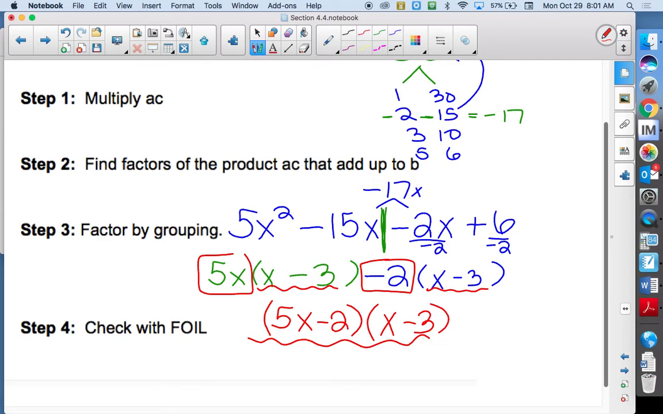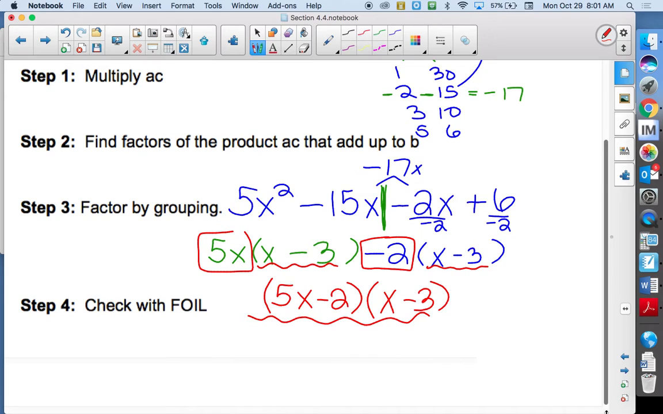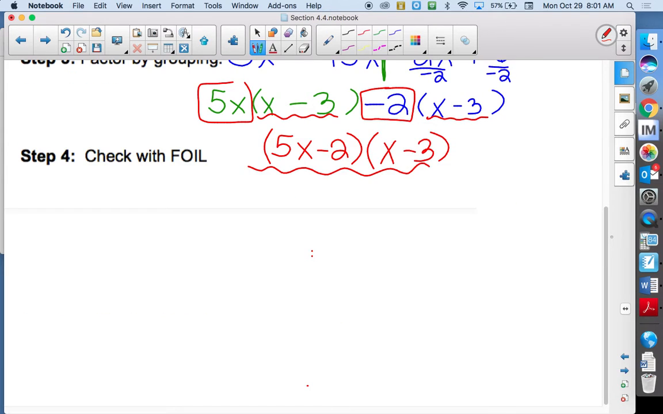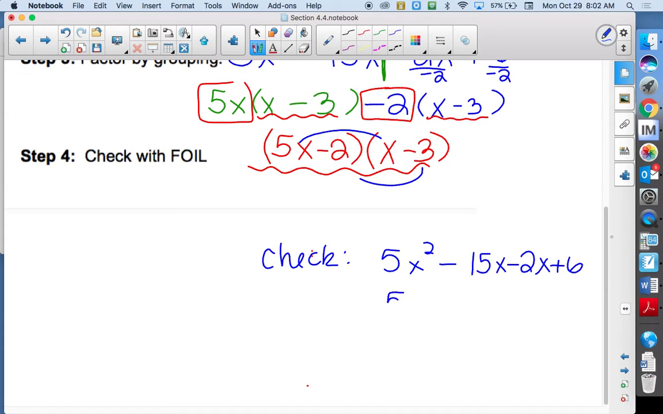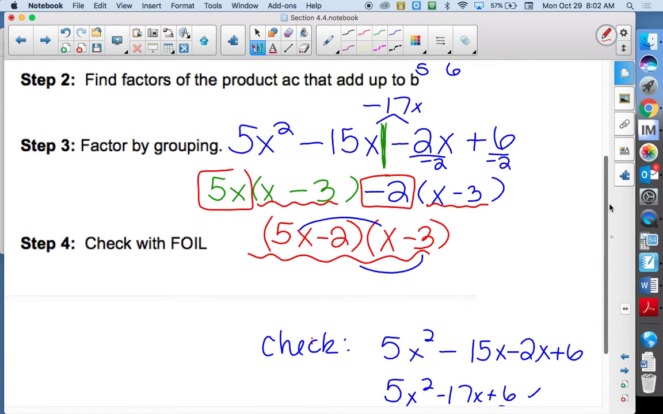Questions? So it says to check with FOIL just to make sure that you're seeing that this method does work to give us a factoring problem. So foiling this out, this is just my check step. You don't have to check it, but make sure that you did correctly factor it. We have 5x squared minus 15x minus 2x, and then my last term plus 6. And this is exactly what we started with. Questions? A little different. The process is the same every time.